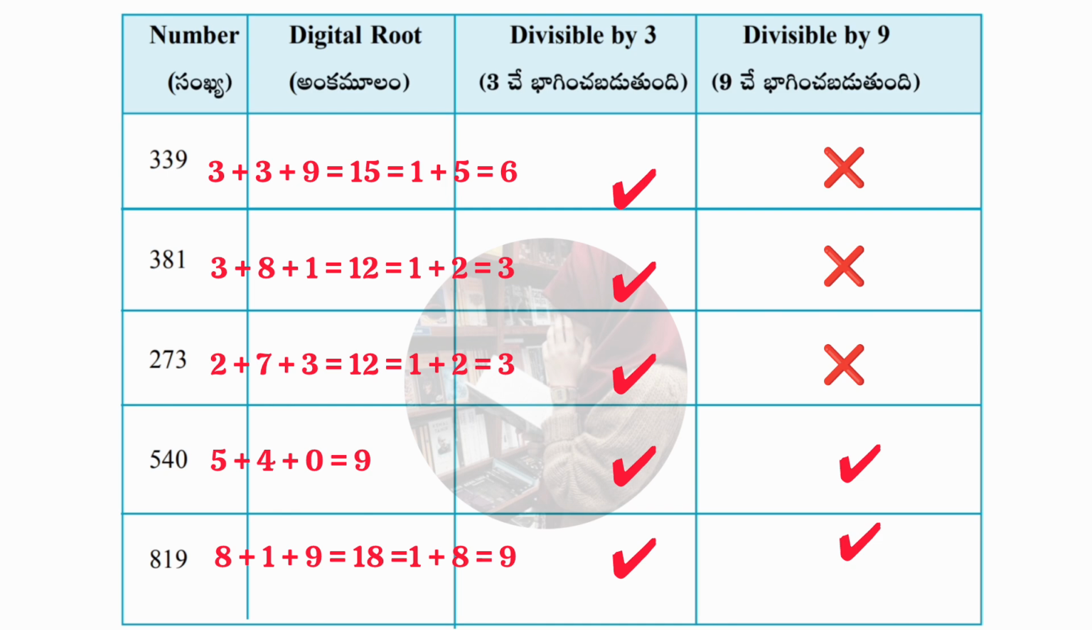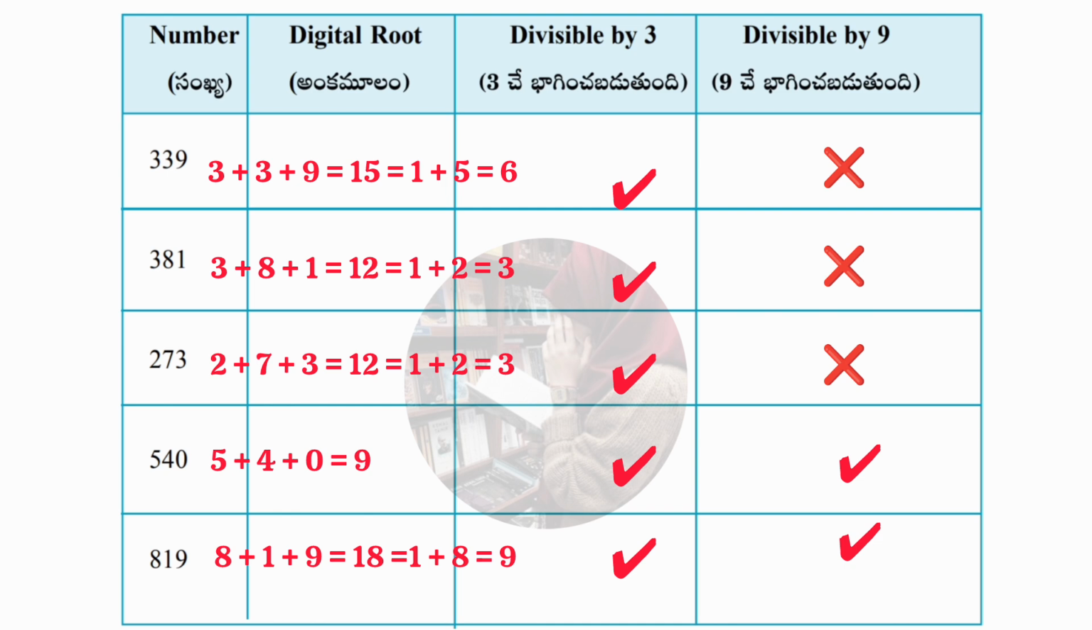Next number is 273. So find out the digital root. 2 plus 3 plus 7, which is 12. Again do the addition. 1 plus 2, which is 3. So it is divisible by 3 and it is not divisible by 9. Put a cross mark in the last column. Next number is 540.